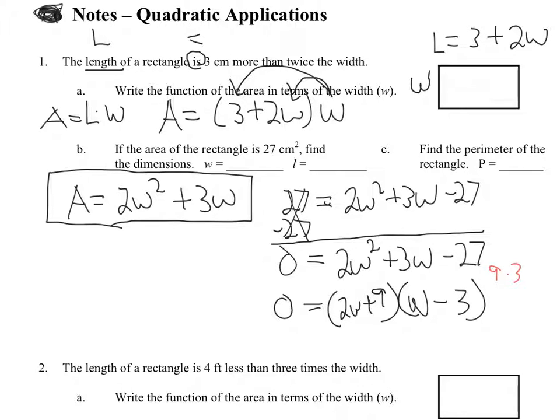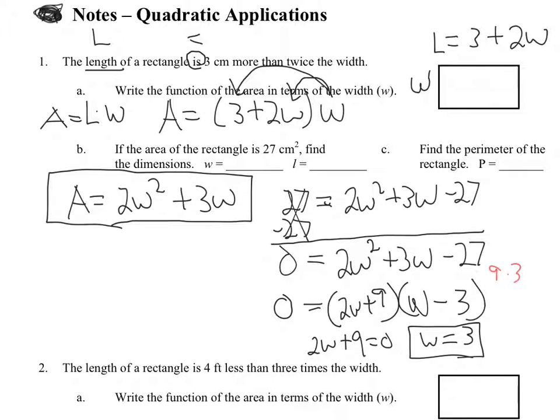You can always check yourself, okay? If you multiply the two insides here, 9 times W is 9W. And then the outsides, 2W times negative 3, that would be negative 6W. So 9W minus 6W would give you positive 3W. So that's your quick check. All right, so we factored it, but now we need the actual two solutions. So we would have 2W plus 9 equals 0. And for this one, W minus 3 equals 0, we know is just W equals 3.